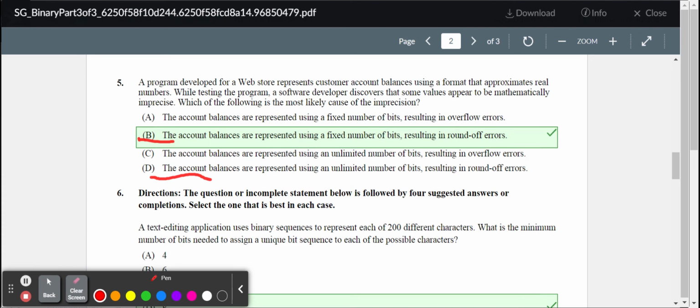We can use an unlimited number of bits in the world, but no computer will use an unlimited number of bits because it can't store unlimited information. So don't ever pick anything usually where something's going to use unlimited, because it's just not feasible. We could theoretically have unlimited bits, but practically we can't actually do that. Just like you could theoretically continuously count in decimal forever, but you can't realistically do that. So that's why this one's right. You have a fixed number of bits.